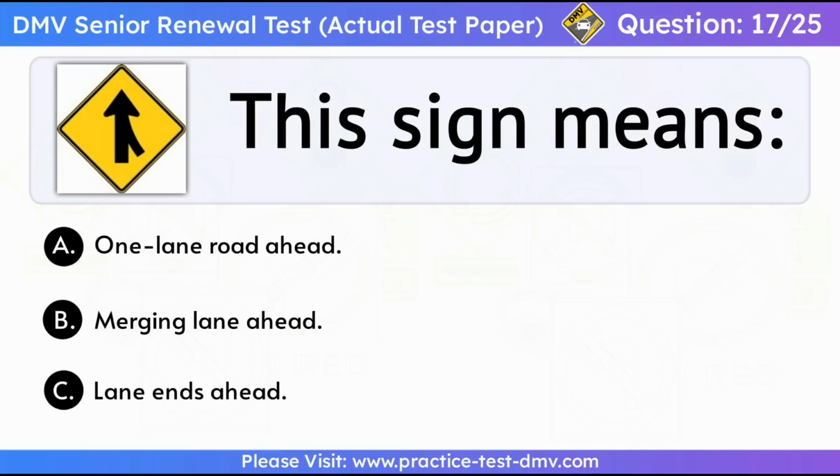B. Merging lane ahead. C. Lane ends ahead. Correct answer, B. Merging lane ahead. Merge signs indicate the driver should be prepared to merge with vehicles on a separate road. The merging traffic sign will use an arrow to show which roadway is merging.